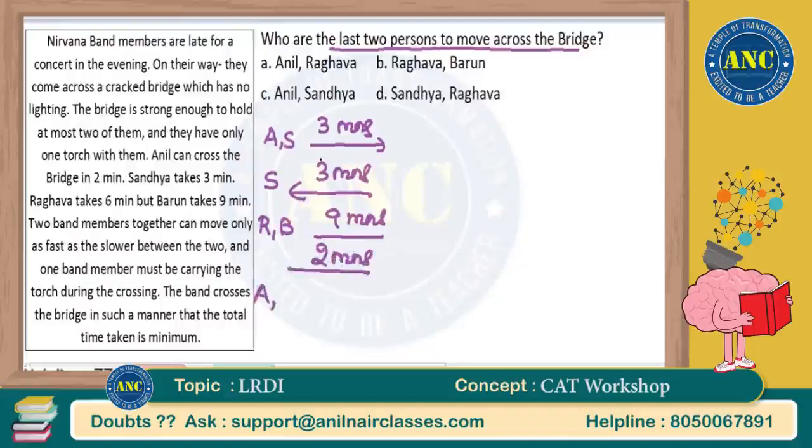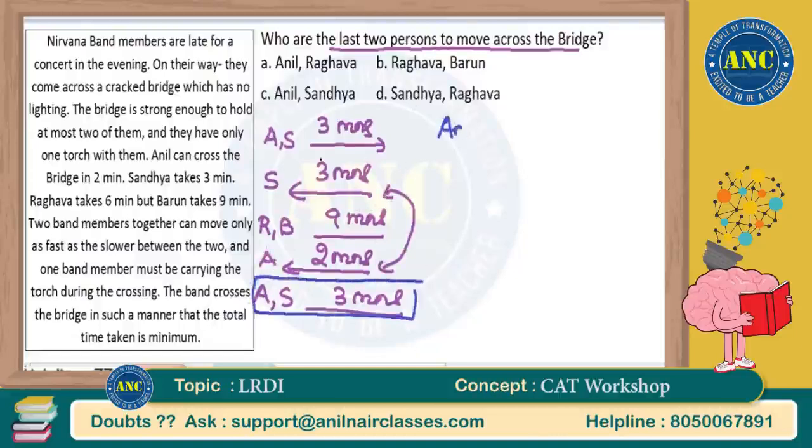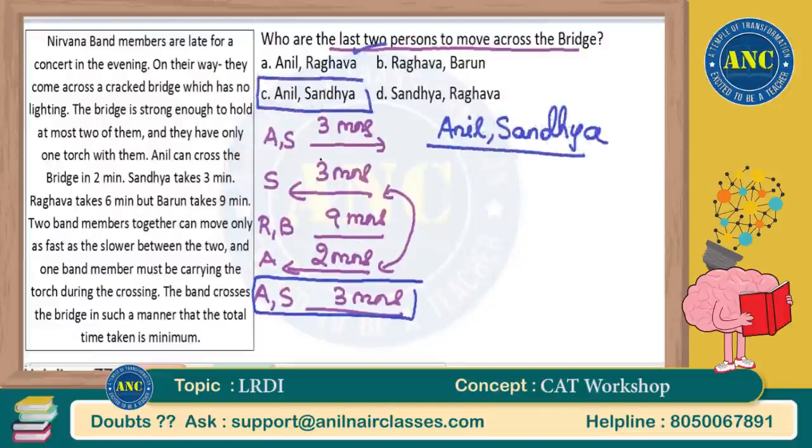Anil and Sandhya will go. It is 3 minutes. So there are 2 cases. Both the steps can be exchanged. Who are the last 2 people to move across the bridge? Anil and Sandhya. These are the last 2 people to move across the bridge. So answer is option C. Second question, very easy question.